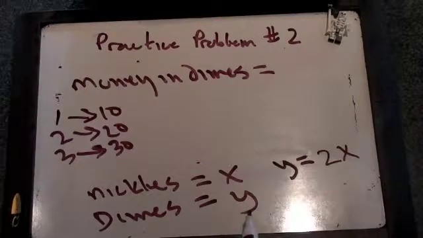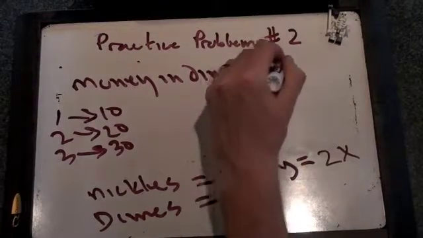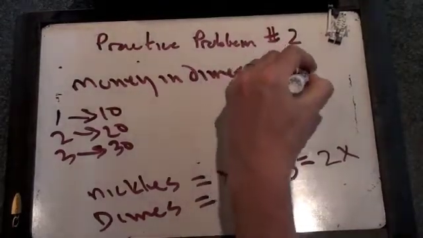So if he has y dimes, how much money does he have in dimes? What do you have to do? You have to add a 0. How do you add a 0 to a number? You times 10. It's 10y. He has 10y money in dimes.